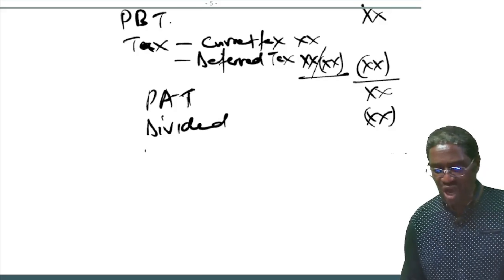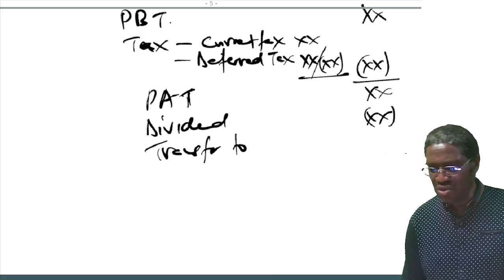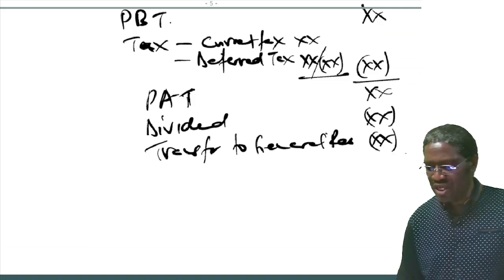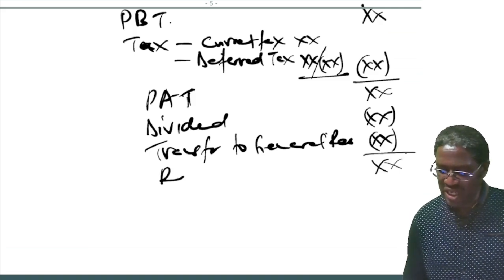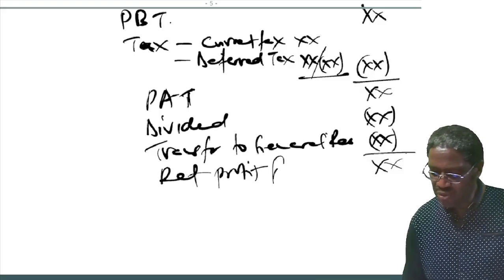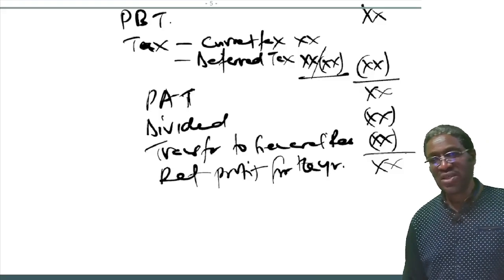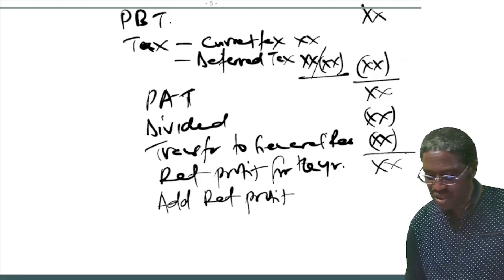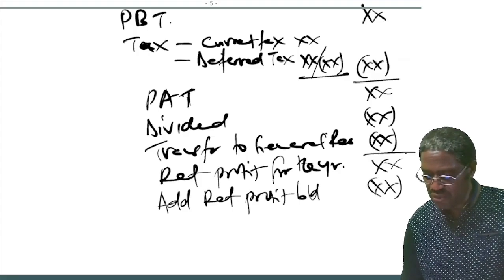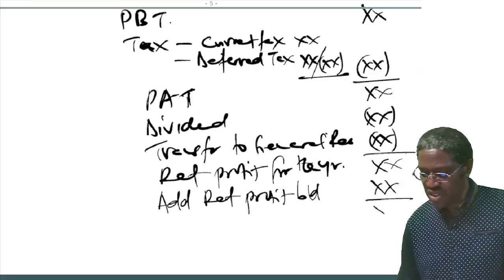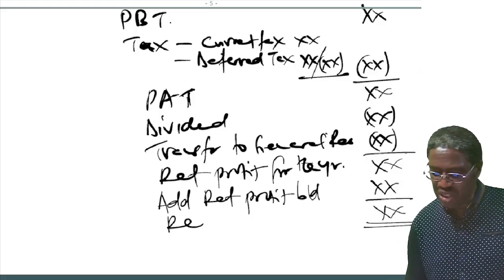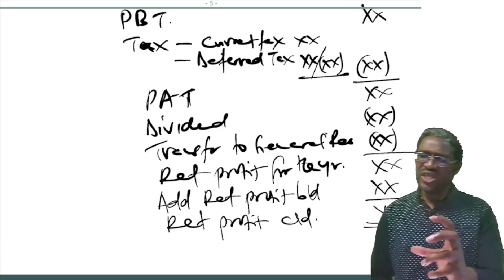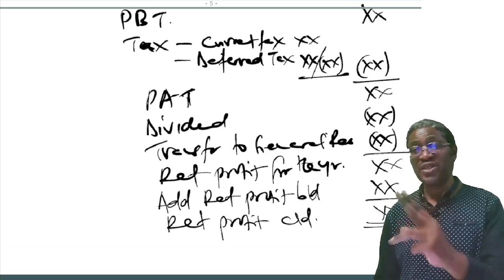Okay? Then you had to have things like transfers to general reserves. Just reminding you, transfer to general reserve, for example. Then you remember, you used to get what you used to call retained profit for the year. Then you also remember, you had to add what we called retained profit brought down at the beginning of this year. Then you used to get what we call retained profit carried down. So that's how you did the appropriation of the profit after tax.